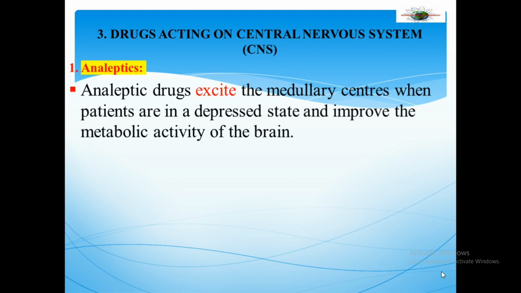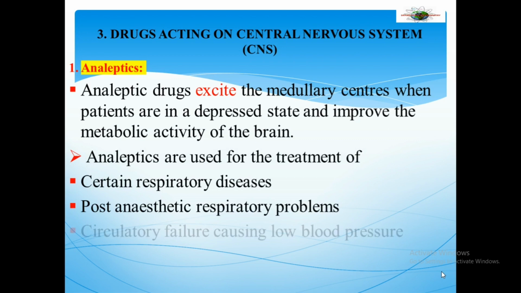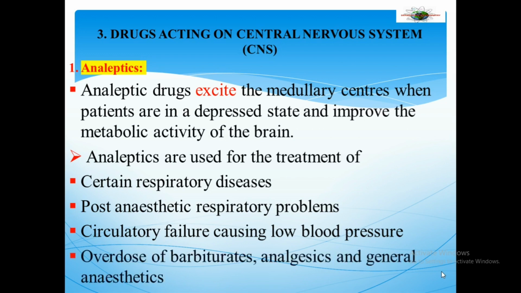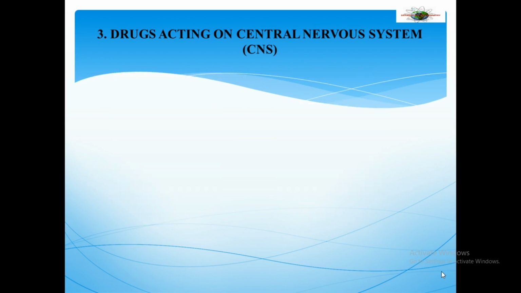Analeptic drugs excite the medullary centers when patients are in a depressed state and improve the metabolic activity of the brain. Analeptics are used for the treatment of certain respiratory diseases, post-anesthetic respiratory problems, circulatory failure causing low blood pressure, and overdose of barbiturates, analgesics, and central anesthetics. Caffeine and nicotinamide are examples of this type of drugs. These are the structures of caffeine and nicotinamide.